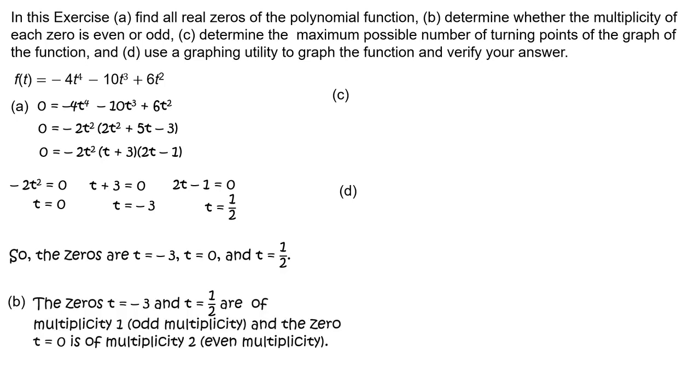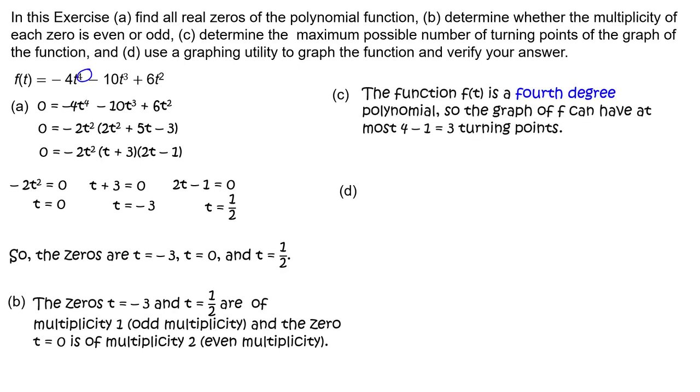Part B. The zeros t equals negative 3 and t equals 1/2 are of multiplicity 1, or odd multiplicity, and the zero t equals 0 is of multiplicity 2, or even multiplicity. Part C. The function f of t is a fourth-degree polynomial, so the graph of f can have at most 4 minus 1, or 3 turning points. So the number of turning points is at most 3.